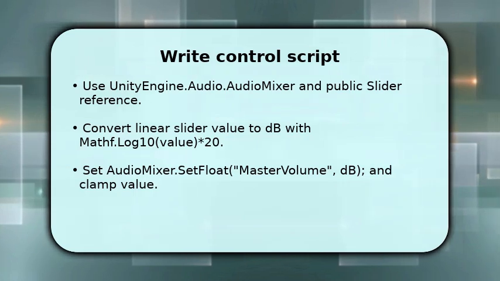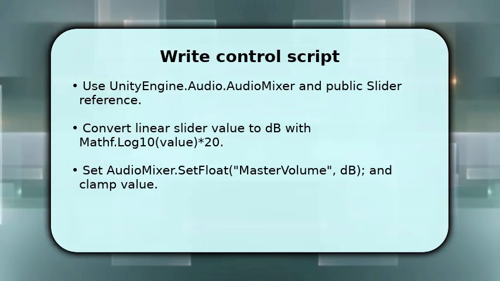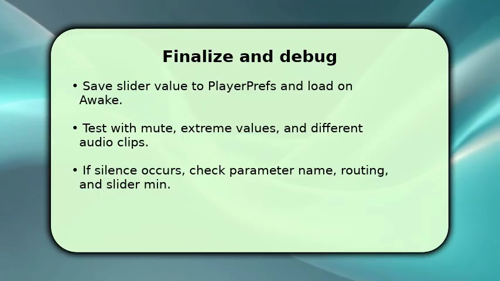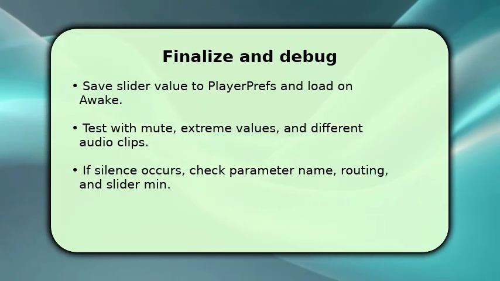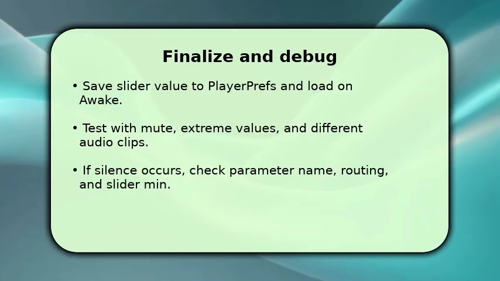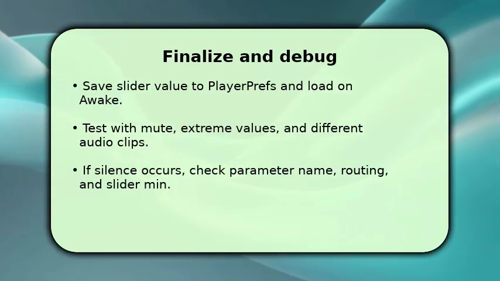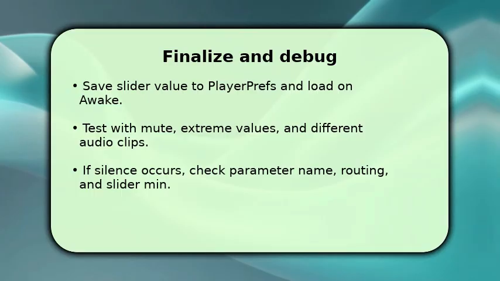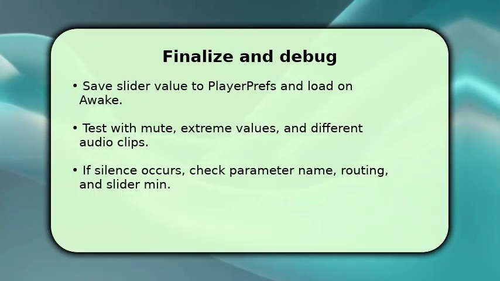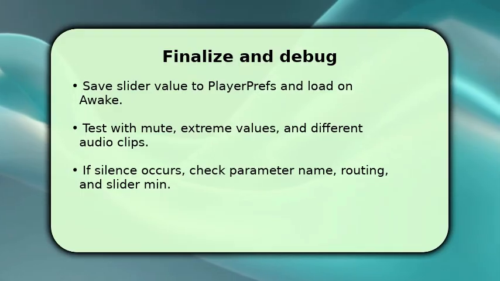Finish by persisting and testing the slider so users keep their preference. Save the normalized slider value to PlayerPrefs when changed and load it on Awake, then apply the converted dB immediately. Test the control across several clips and add extremes to verify expected loudness and avoid sudden jumps.